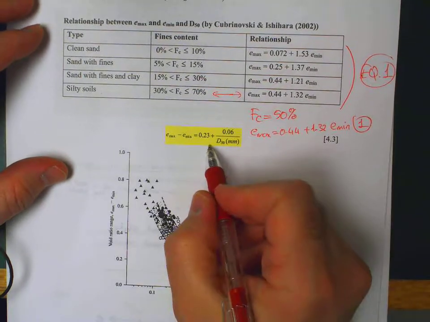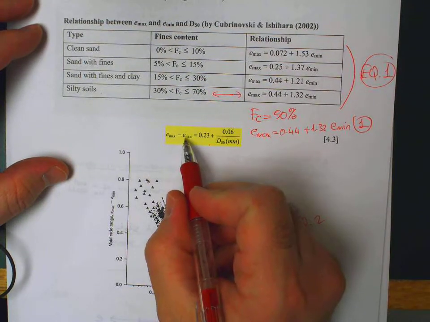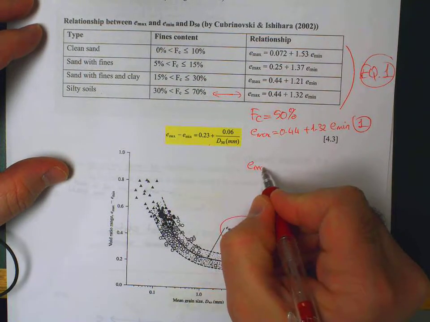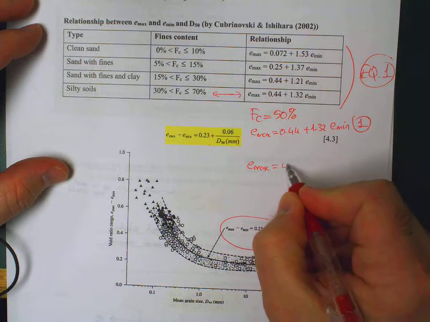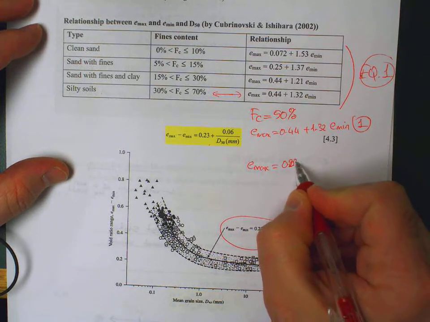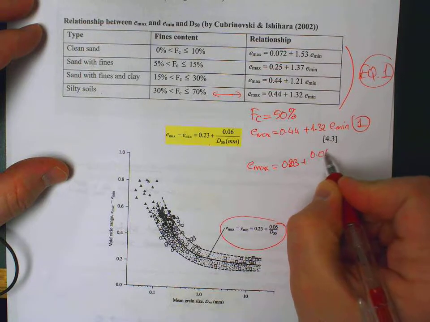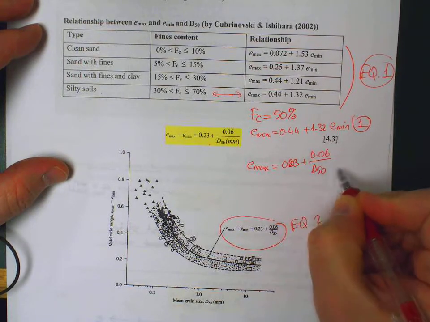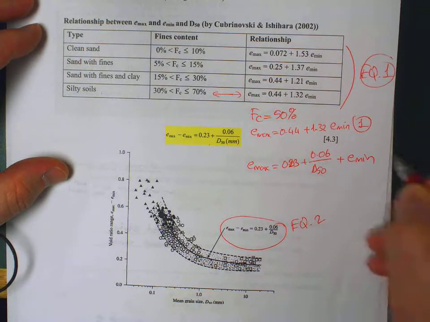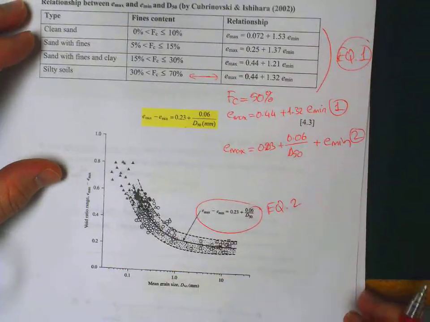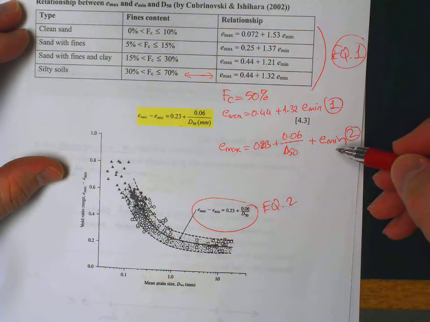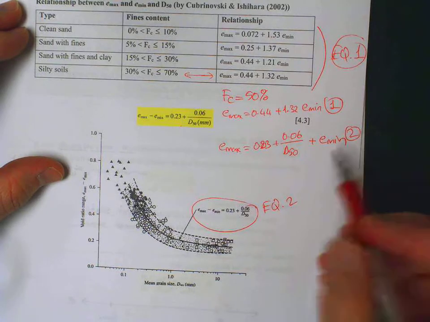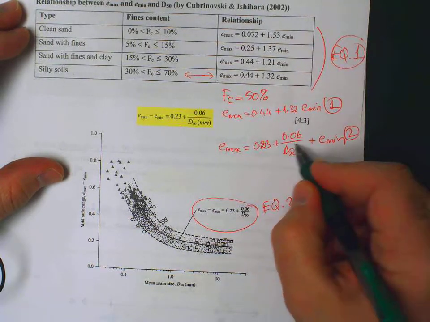The second equation is this. If I rearrange this equation slightly, e max will be 0.23 plus 0.06 divided by D50, times e min. So this is now equation number 2. So you have equation number 1, number 2. You also obviously need the D50 of the soil.